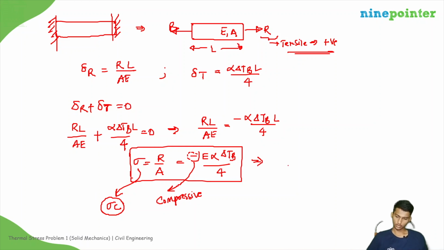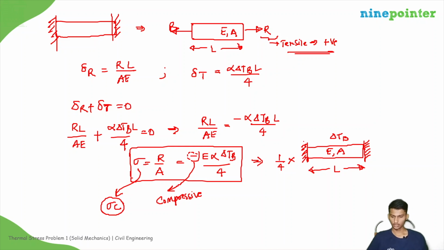That means it is 1 by 4 times that of a rod fixed at both ends, of length L, E, A, with change in temperature delta T_B, because that will give you E alpha delta T_B.